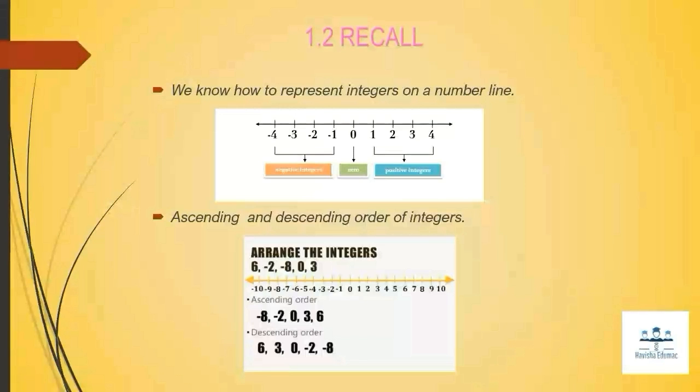We know how to represent integers on a number line. For example, on the left side of 0 we write negative integers and on the right side of 0 we write positive integers. We know how to arrange integers in ascending and descending order. For example, 6, minus 2, minus 8, 0 and 3. In ascending order, first we write minus 8, minus 2, 0, 3 and 6. In descending order, first we write 6, 3, 0, minus 2 and minus 8.